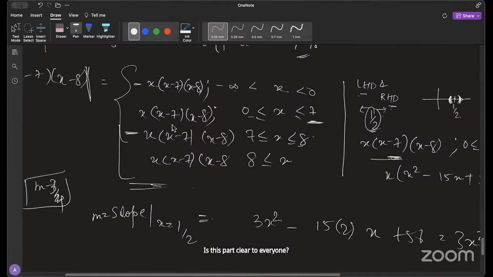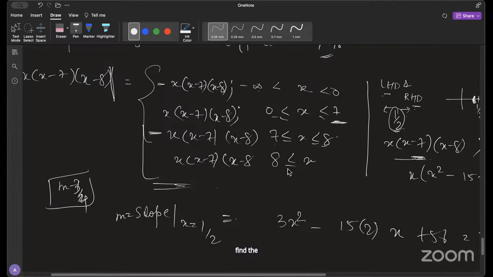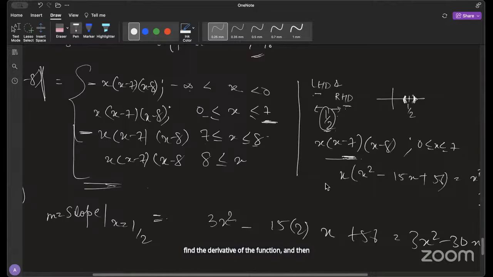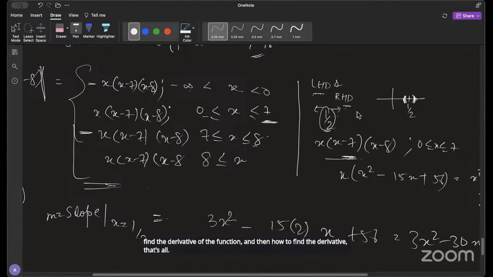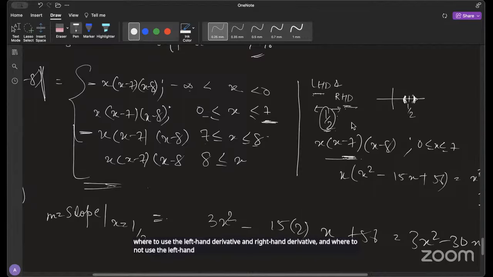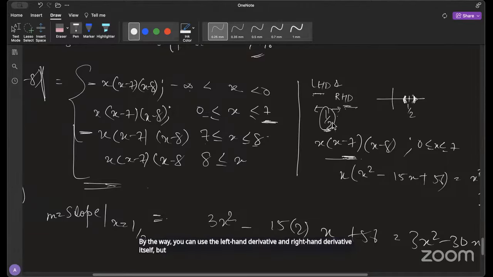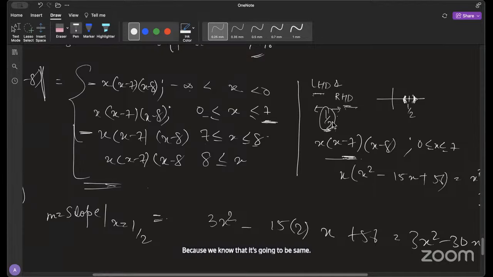Important part is writing this in the branch function form in its natural form so that you can find the derivative of the function, and then how to find the derivative. That's all. Where to use the left hand derivative and right hand derivative, and where to not use them. By the way, you can use the left hand derivative and right hand derivative at half, but it's useless because we know that it's going to be the same. Yes, ma'am. Even if we see it, the graph is just wasting time. Yeah.